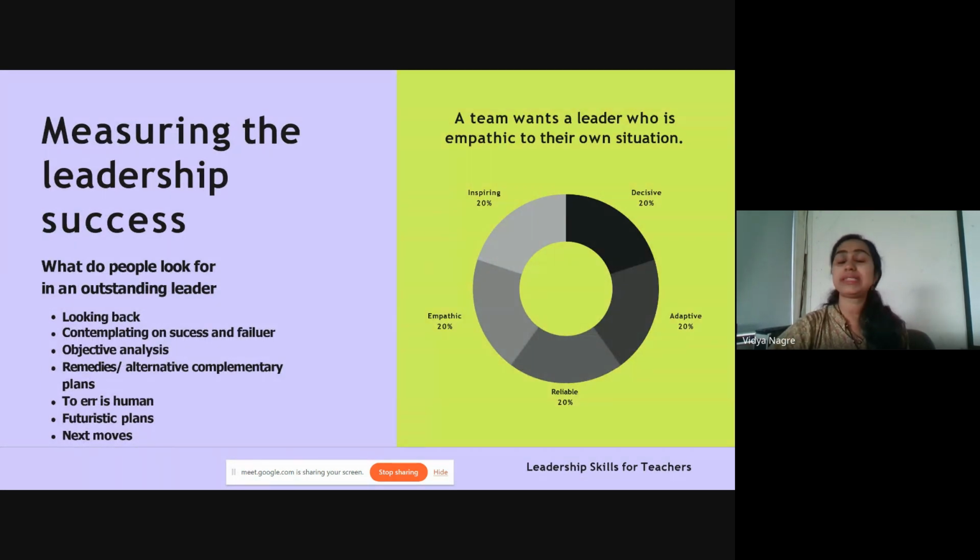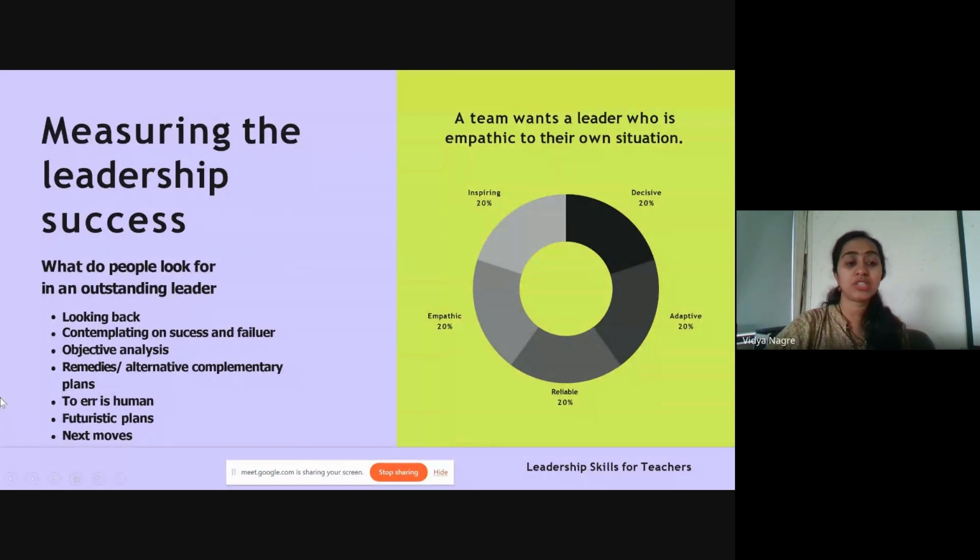Now, always take time to look back. After finishing one round, take a pause in your life, sit there and look back and see how much distance you have covered so far. And always appreciate yourself for coming from that point till this. Measure your success of leadership. So, what do people look for in an outstanding leader here?